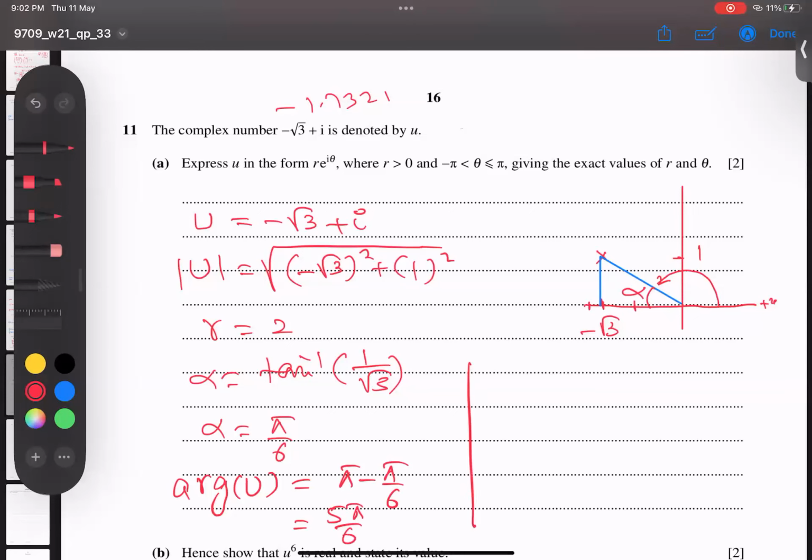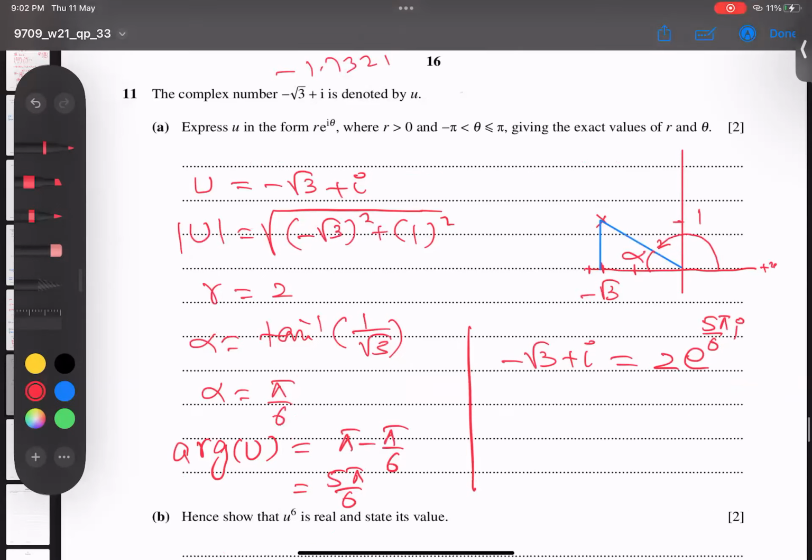So now I'm writing the final form. So u, which is negative root 3 plus iota, I converted: 2 will go here and theta is going there. So it means 2 e to the power 5 pi by 6 iota. You write iota before or after, no effect comes. I hope you got it. Okay, so 5 pi by 6.